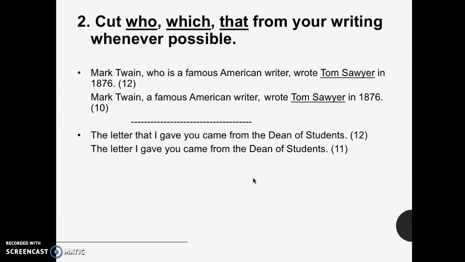All right, number 2, if we can, we should cut who, which, and that from writing. In that first example of Mark Twain, it says Mark Twain, who is a famous American writer, wrote Tom Sawyer in 1876. And by just eliminating the word who, it says the same thing. We just have that extra word in there. So getting rid of those words whenever possible. The second example uses the word that. And again, you don't need that word in there. You can just simply eliminate it. It's an extra word that in these 2 cases doesn't add anything to the sentence.